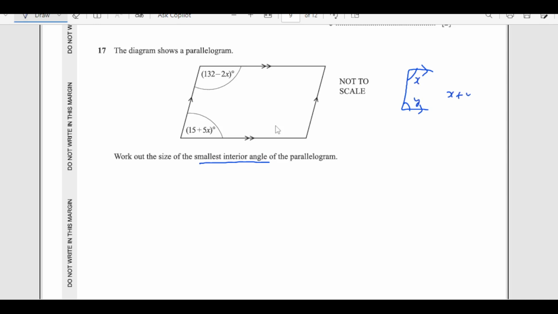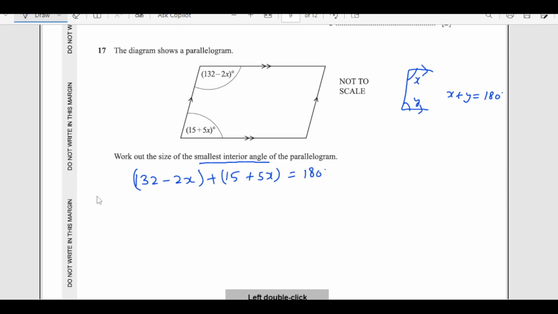So the sum of these angles is equal to 180. We have these two co-interior angles, so we are going to add them: 132 minus 2x plus 15 plus 5x is equal to 180 degrees.